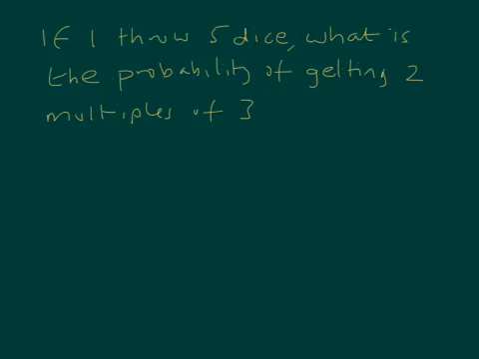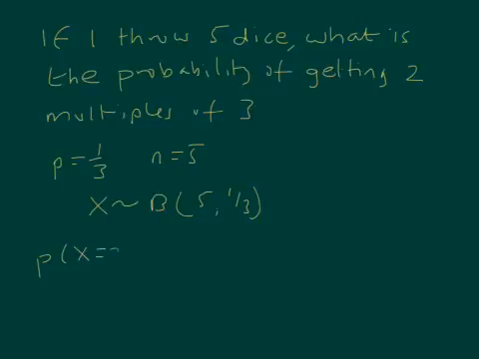So finally, let's consider this question. If I throw 5 dice, what's the probability of getting 2 multiples of 3? Now, multiples of 3, that could be 3 and 6. So the probability of success is 1/3, because that's 2 out of 6, 2 multiples of 3 out of 6. n equals 5, so therefore I can say that x follows the binomial distribution with parameters 5 and 1/3. So what's the probability that x equals 2?